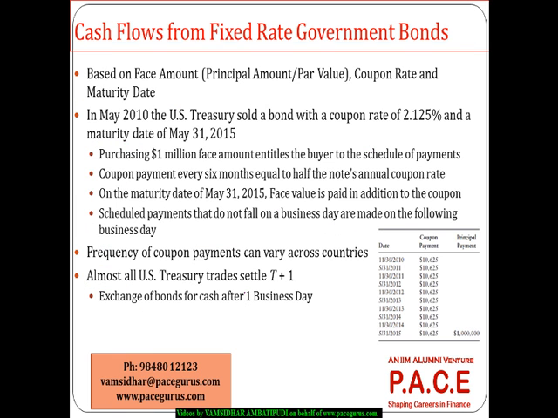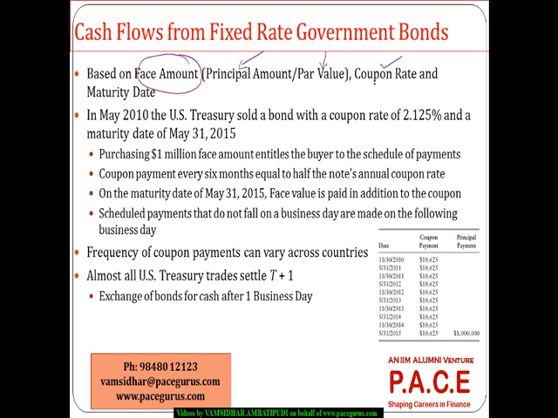Now, let's try to understand the typical cash flows from a traditional fixed rate government bond. For any government or any fixed income security, what are the traditional cash flows that are there? One is the face amount, which comes on the maturity. Every fixed income security has a proper maturity date, so there is a face amount that is paid on maturity. Sometimes it is called the principal amount or sometimes the par value. The names are different but they mean the same.